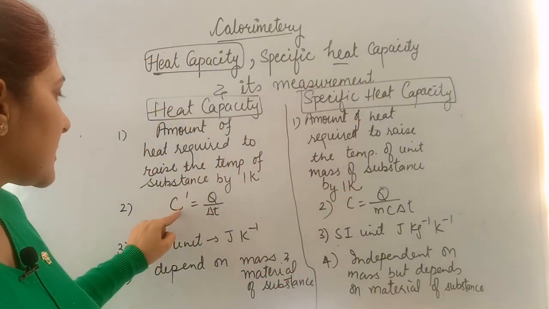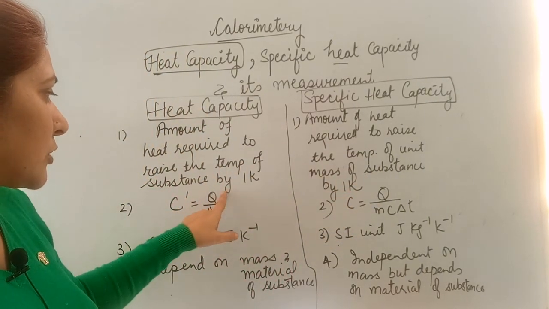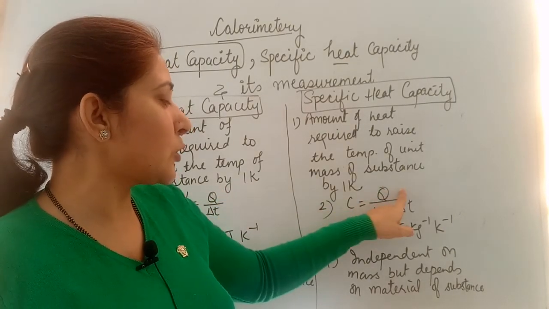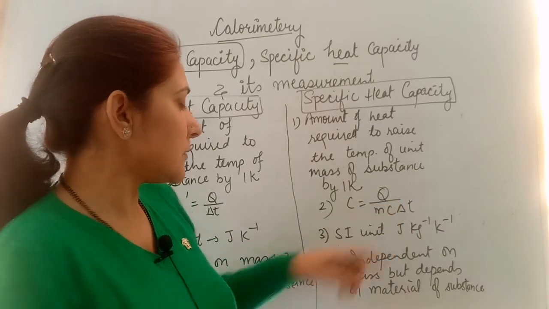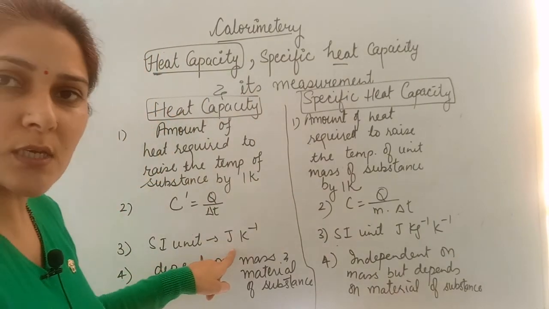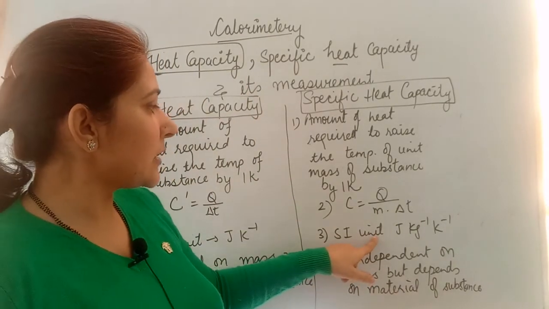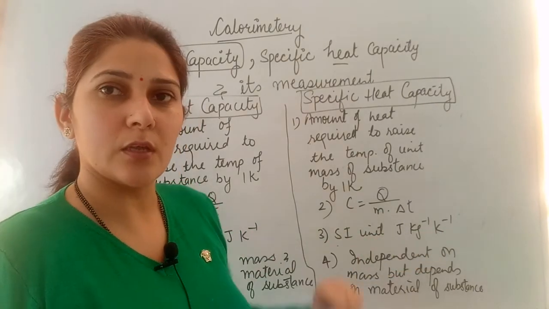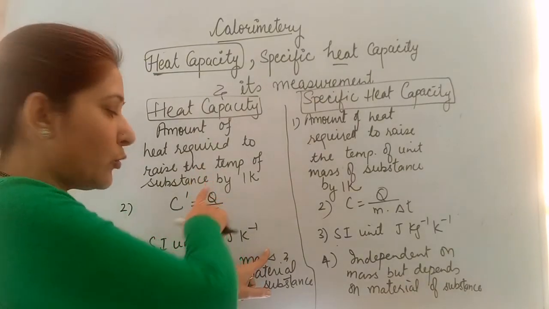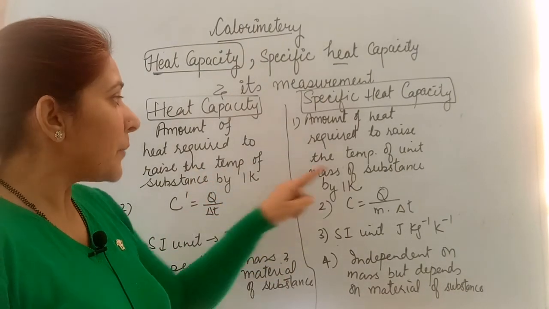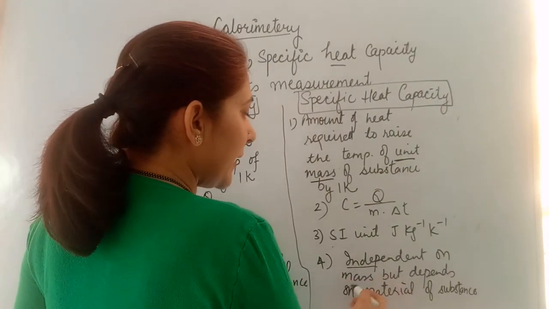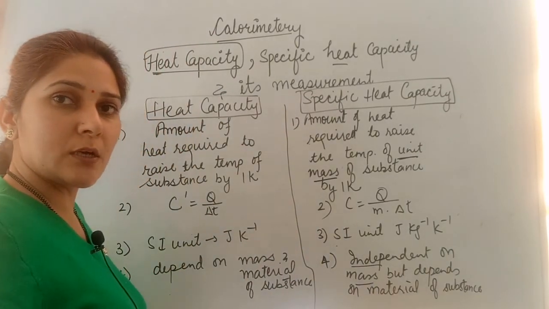The formula for this is C dash, that is heat capacity, equal to Q, heat required, upon change in temperature. This is specific heat capacity, small c, equal to heat required upon mass into delta T, that is change in temperature. The SI unit for heat capacity is Joule per Kelvin. For specific heat capacity it is Joule per kg per Kelvin. Heat capacity depends on the mass, because no mass is specified over here, and on the material of the substance, but in this case mass is already specified. This is of unit mass. So it is independent of the mass but depends on the material of the substance.